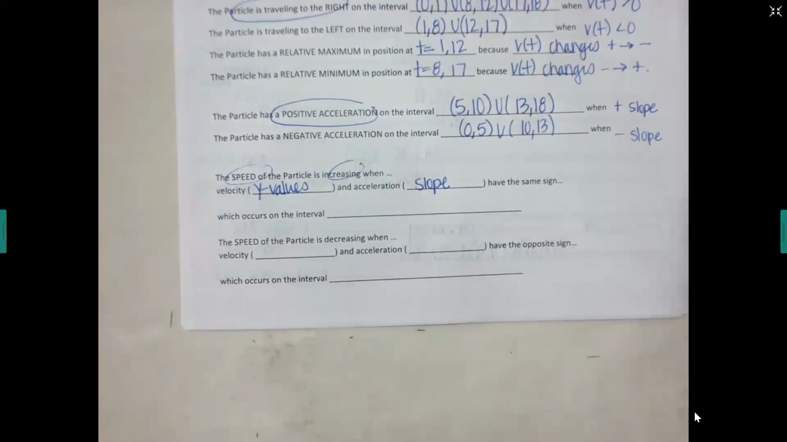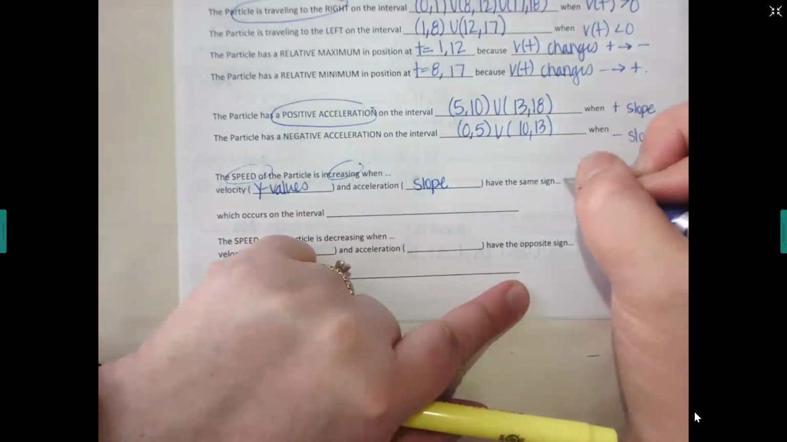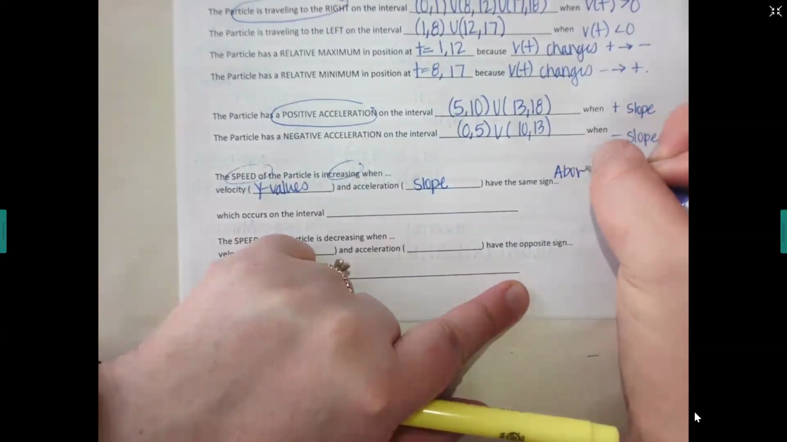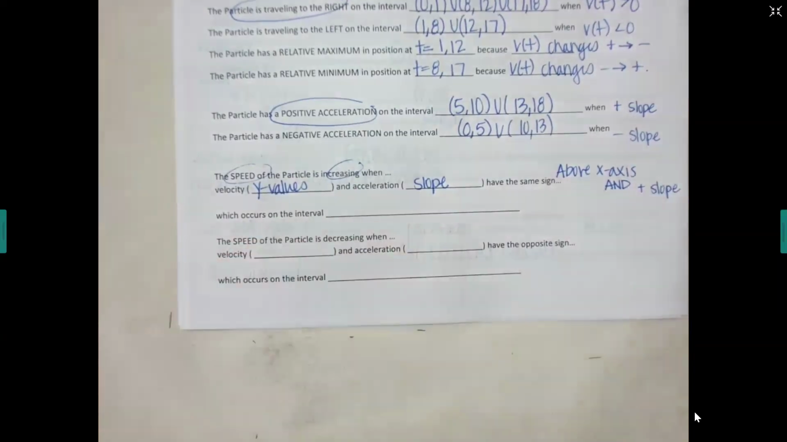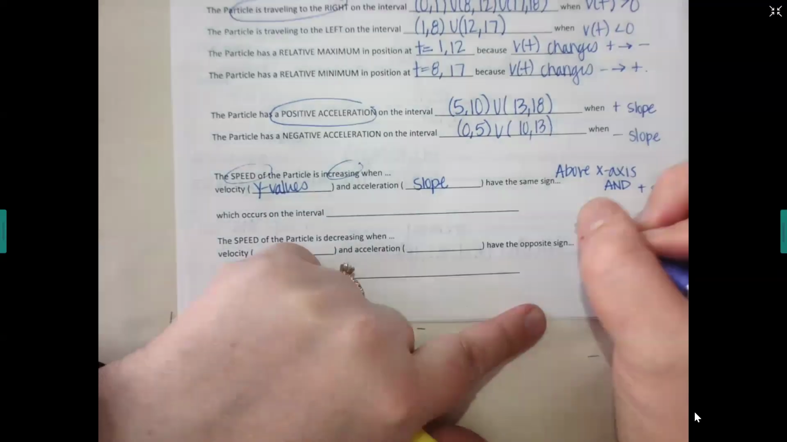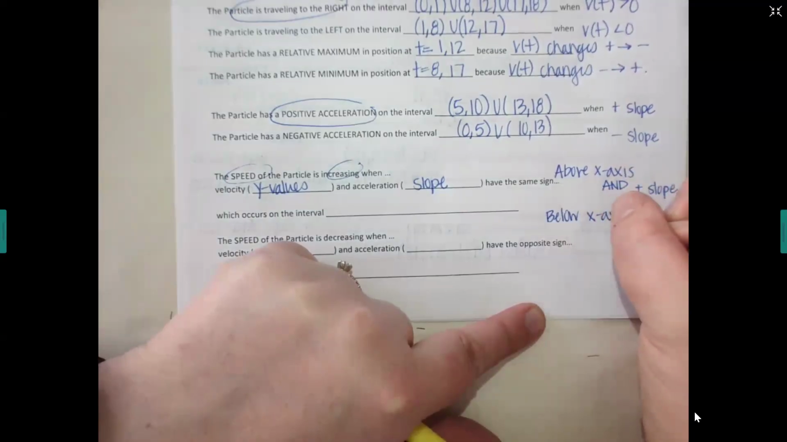So here are your possible combinations. If you're going to have a positive y value, you would be above the x-axis. And you would need a positive slope to go with it. So a positive y value and a positive slope, that would be a speeding up. The other option would be below the x-axis and a negative slope.